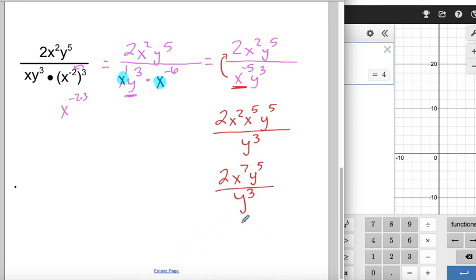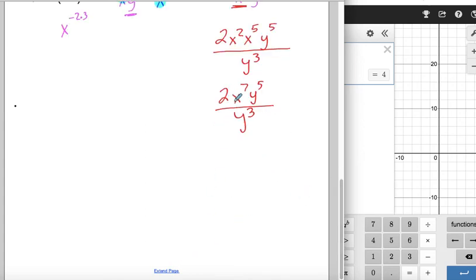And then the very last step for this one is going to be thinking about where are there more and how many more. My coefficient of 2 is the only coefficient, so it's going to stay just like it is. For x's, all of the x's are on top, so there will be no change in the x to the 7. And then for the y's, where are there more and how many more? There are more y's on the top, 5 minus 3 is 2. There are 2 more y's on the top. So y squared will be on the top. And then that is the answer.